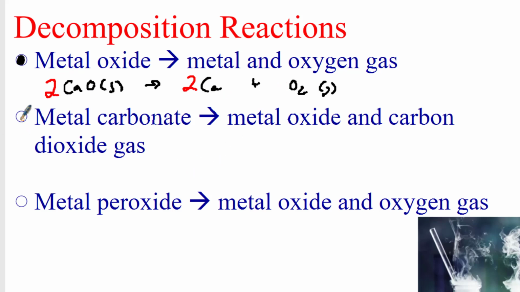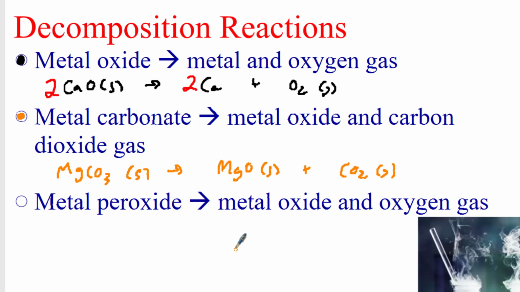Another example is a metal carbonate. Let's take a look at magnesium carbonate. MgCO3 solid, and this is going to break down into a metal oxide, magnesium oxide solid, and carbon dioxide gas. And I believe this is already balanced. Let's see, 1 magnesium, 1 carbon, 3 oxygens, 1 and 2, which is 3 oxygens. And metal carbonates will break down into metal oxides and carbon dioxide gas.